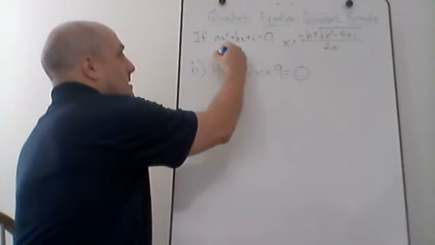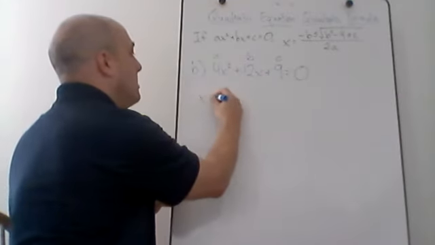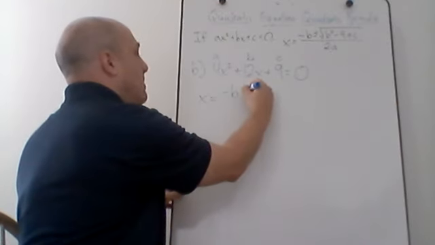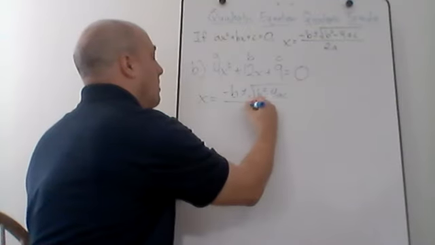All right, so my a in this case is 4, my b is 12, my c is 9. So my solution, x, is going to equal negative b plus or minus the square root of b squared minus 4ac, all over 2a.